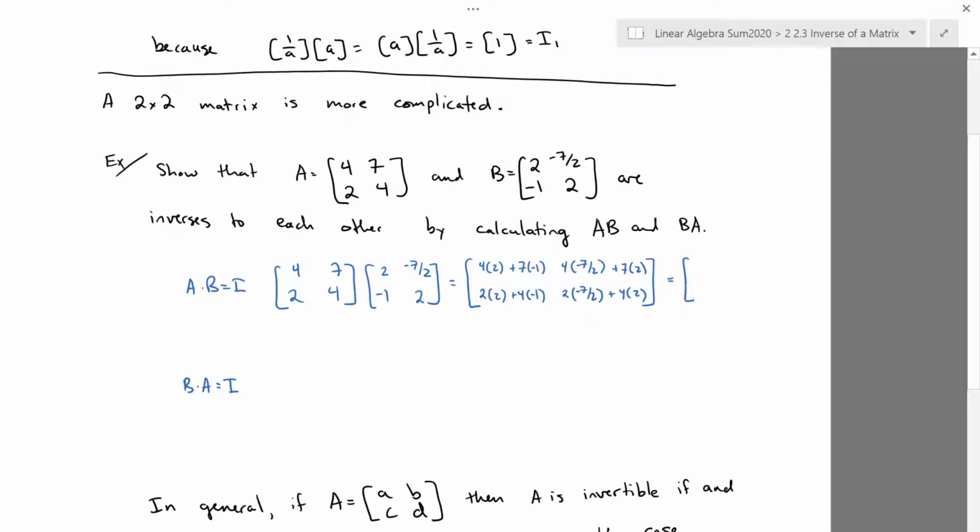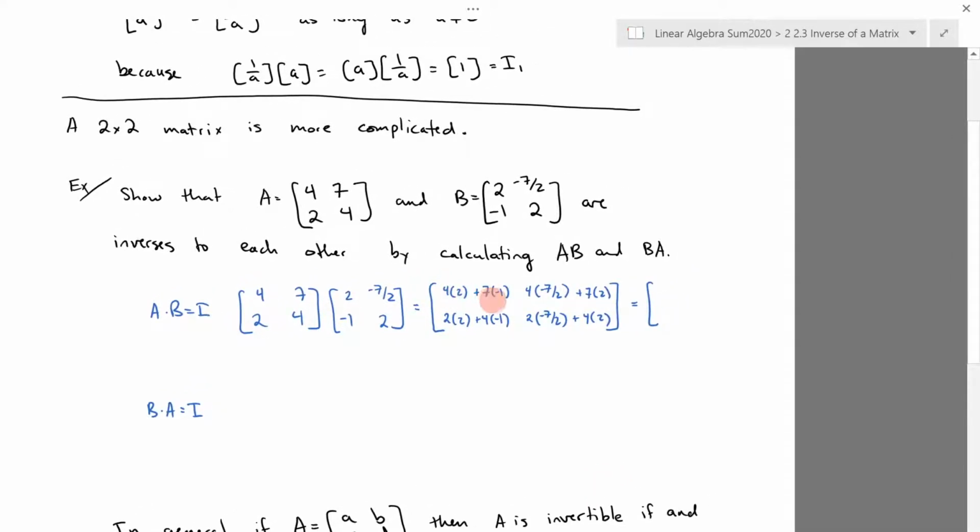Now when we do the calculation, this is 8 minus 7, which is 1. This is 4 divided by 2 is 2, times negative 7 is negative 14, so negative 14 plus 14 cancels out, so that's 0. It's 4 minus 4, which is 0. And this is negative 7 plus 8, which is 1. This is the identity matrix, so that checks out. And now we multiply in the reverse order, and we'll see that, again, you get the identity matrix.